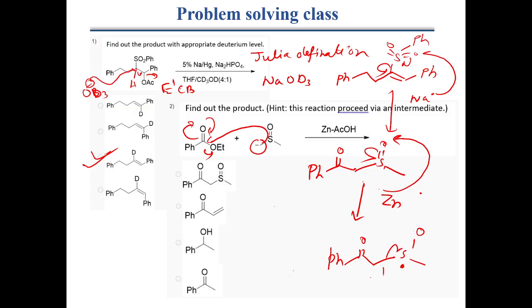Now this will give this radical. This will take one electron and give this negative charge. This negative charge is quenched by the solvent, the acetic acid we are using. This will give this one, RCOCH3. So the right answer is this one.